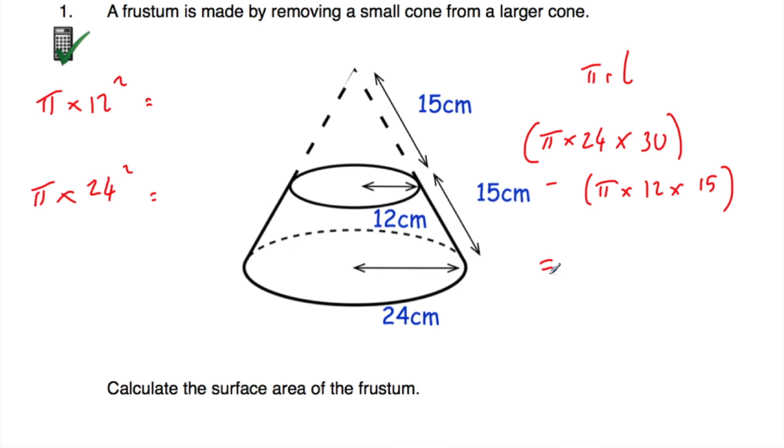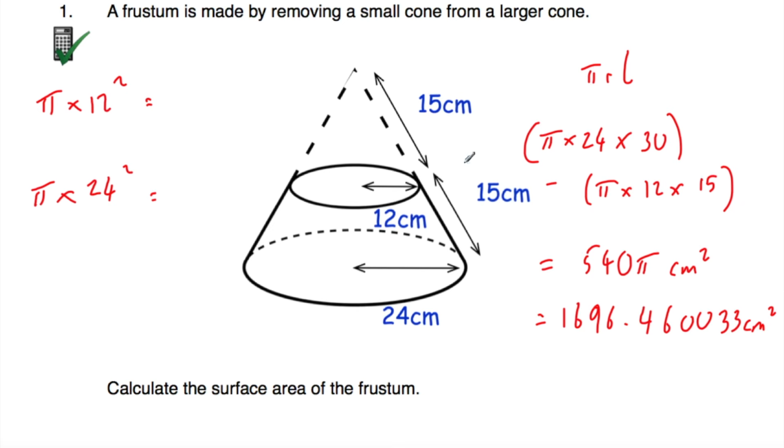If we do on our calculator pi times 24 times 30, that would be the area of the curved face of the whole big cone. And then we're going to take away the area of the curved face of the cone on the top, and we find that by doing pi times the radius of its base, which is 12, times its slant height, which is 15. And when we work that out, we get an answer of 540 pi centimeters squared, or as a decimal, 1696.460033 centimeters squared. So that's the area of the curved face of the frustum.